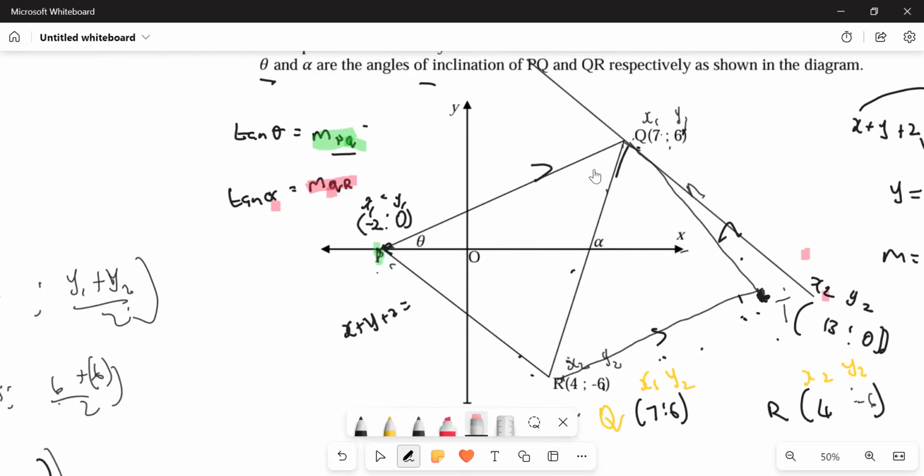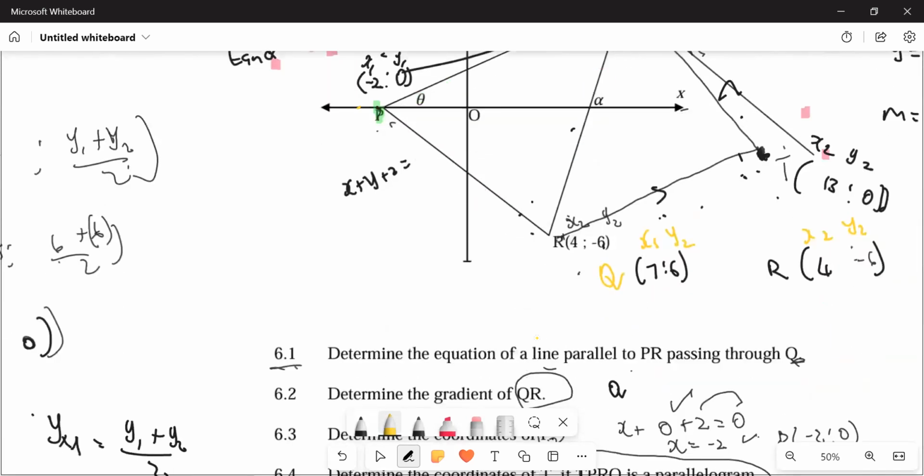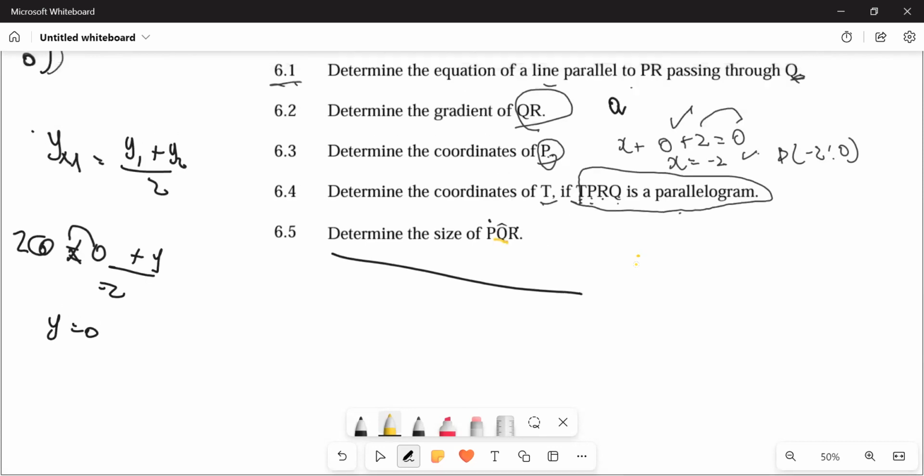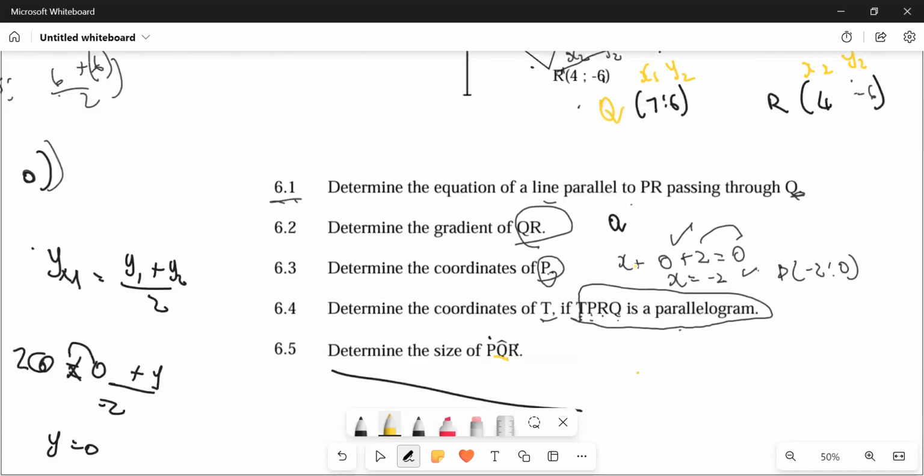Now, I repeat again, learners, if you want to get this angle here, it's angle PQR. Q is the one which is in the middle. You come and check, Q is in the middle. Because Q is in the middle, it means we are talking about angle Q. How do learners approach this question?